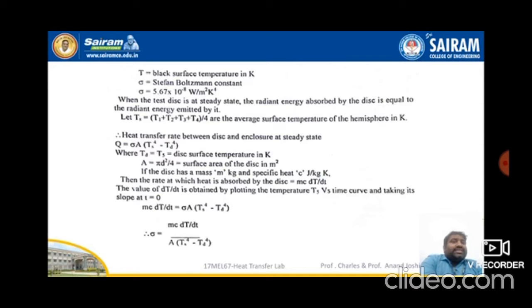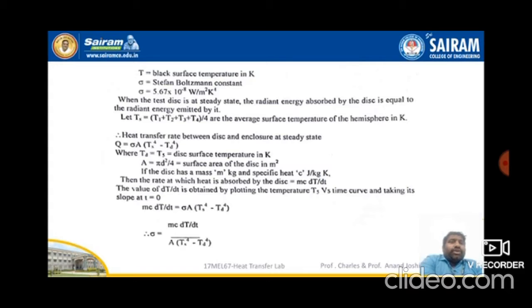When the test disk is at steady state, the radiant energy absorbed by the disk is equal to the radiant energy emitted by it. So this is nothing but an energy balance. Then we can calculate the surface temperature. The surface temperatures on the hemispherical surface are T1, T2, T3 and T4. You take the sum and divide by 4, and you will get the average surface temperature.